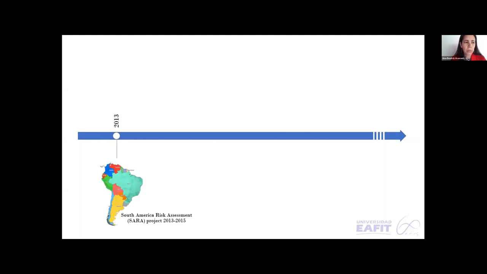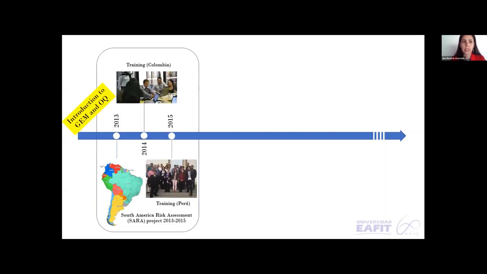I was invited to be part of the South America Risk Assessment Project, the SARA project. This project had a duration of 2 years. And I call this my period in which I knew GEM and I began to use OpenQuake. In this project, my task was to help with the development of exposure and vulnerability models for Colombia, but we also received training on risk assessment. And we also had 2 trainings that included the use of OpenQuake.